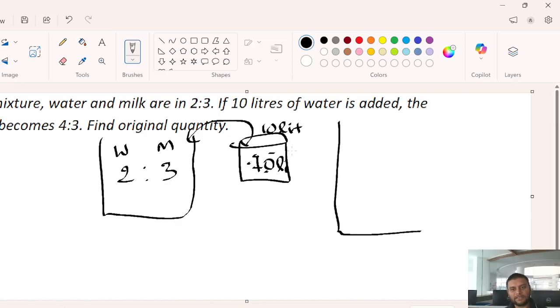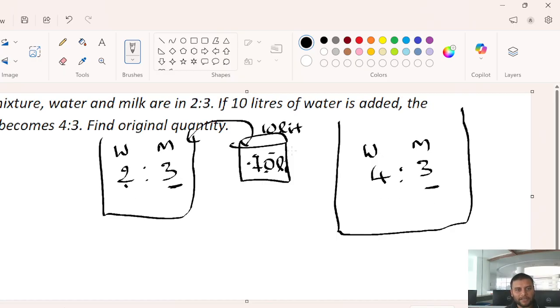Guys, obviously the liquid quantity will increase and the ratio is becoming 4 is to 3. This is the water and milk ratio. Clearly, if you observe in both the vessels, guys, milk quantity is the same, but only water quantity is changed. Why only water quantity is changed? Because we are only adding pure water. So we can say, guys, by the ratio comparison method we can answer this question.